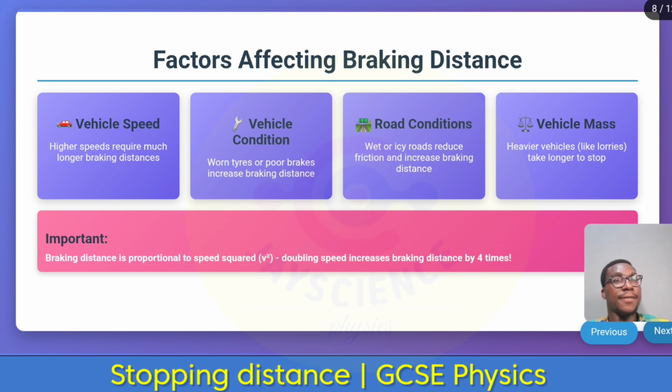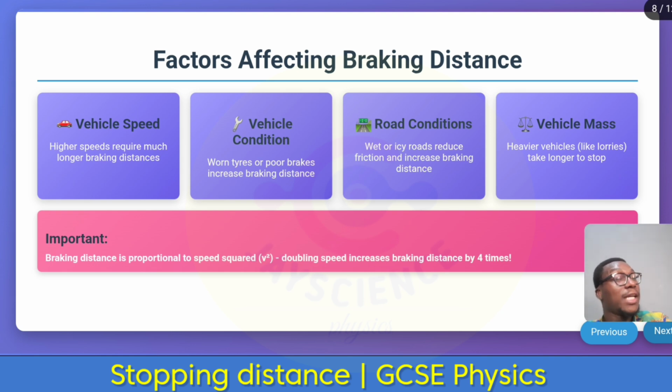The factors that affect braking distance: you have the vehicle speed. We've talked about that the faster you move, the longer the braking distance that you will require. Your car will cover a longer distance before it comes to a stop.